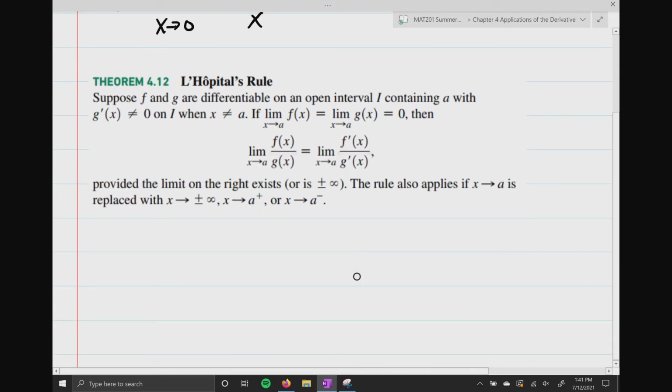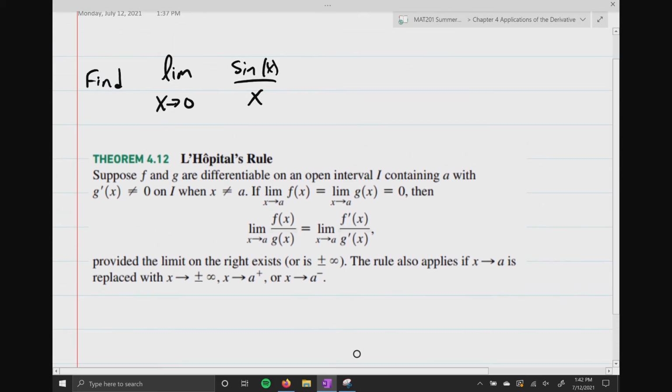So what we're really saying here is this. If the limit as x approaches a of f of x equals the limit as x approaches a of g of x equals 0, then what you can do is take the derivative of the numerator and the derivative of the denominator and then try to substitute in a limit and see what happens. Okay? So, like I said, in chapter 2, you would have found that limit actually equaled 1.